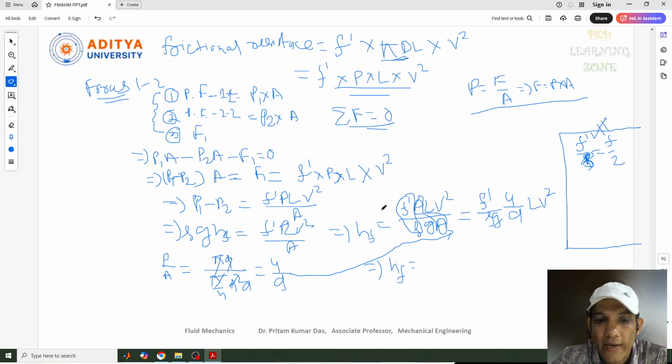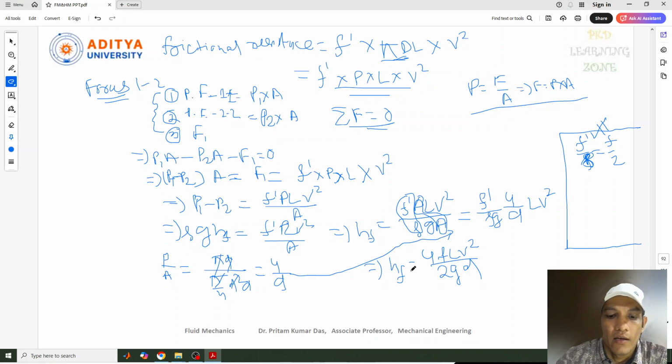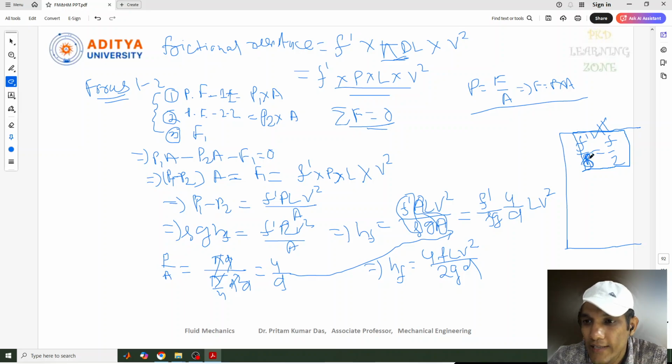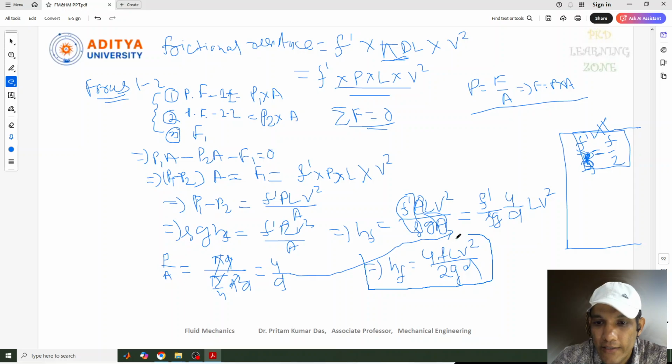Okay, now finally what we'll get, now hf equal to, we can write 4f lv square divided by 2g d. Okay, now this is the equation we are going to get. This is the only thing we need to do in the last: f dash by rho we need to convert into f by 2, and finally we are going to get this equation.